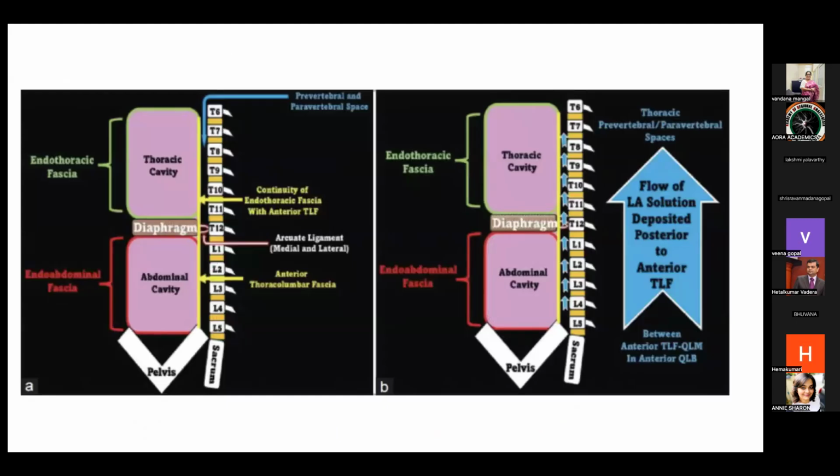So this is to show a continuity of the fascia. The endothoracic fascia continues with the anterior layer of the thoracolumbar fascia. The picture depicts the continuity of the two fascias present above and below.